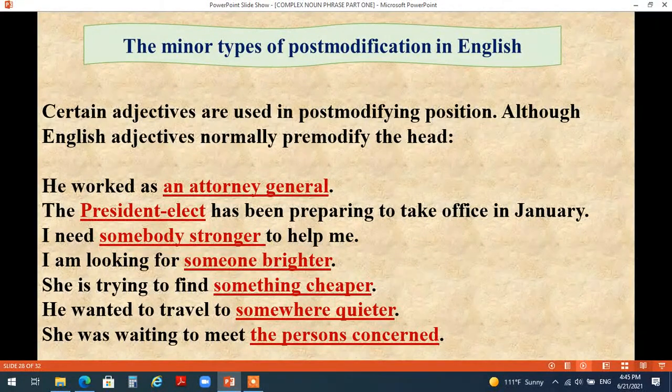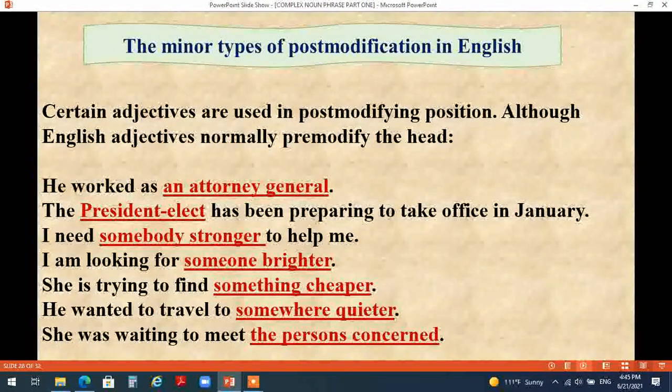Also, certain adjectives are used in post modifying position. Although English adjectives normally pre-modify the head.